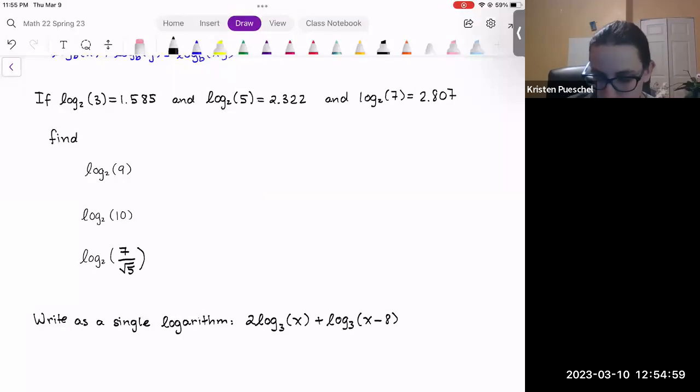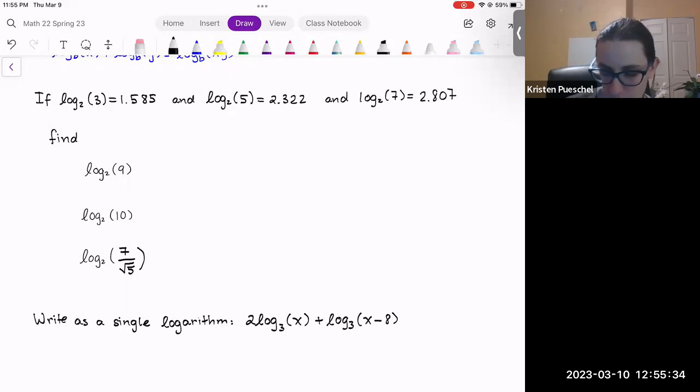All right, next we're going to use some given properties. Log base 2 of 3 is 1.585, log base 2 of 5 is 2.322, and log base 2 of 7 is 2.807 in order to find some logarithms of other terms. So we'll be trying to think of what properties we can apply to simplify our expressions here. So we're going to be trying to write things back in terms of logs of 3s, logs of 5s, and logs of 7s.